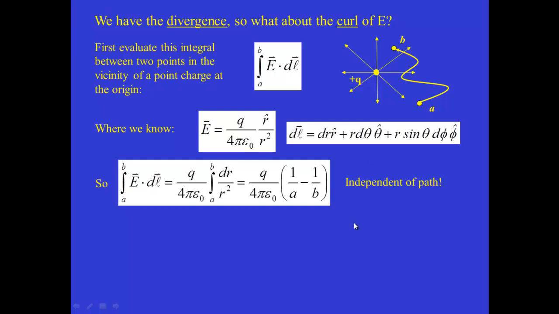And that's very neat because if a is equal to b, we see that this integral, which now is a closed line integral, gives us 0. So integral E dot dl is equal to 0 around a closed path. That is a general property of electrostatic fields. So that's the integral form.